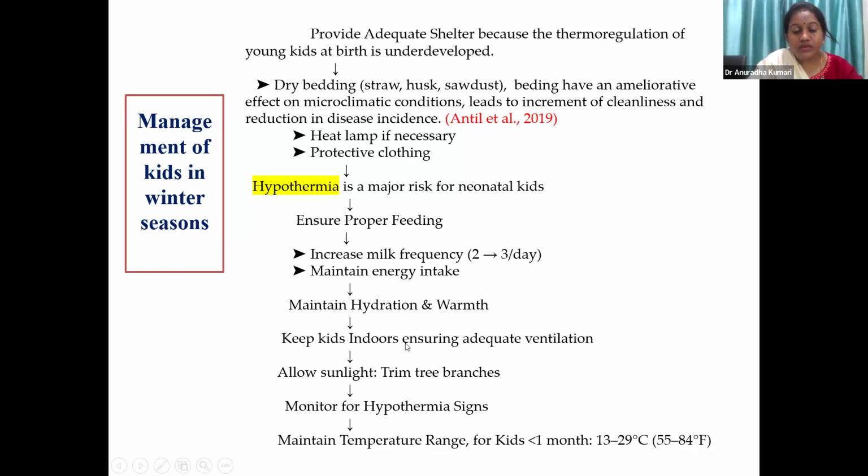Simultaneously, we should try to keep the kids indoors. Along with that, we should maintain an adequate ventilation level. If there is a shady tree around the animal houses or goat houses, trim the branches so that sunlight can enter into the animal shed. We should monitor hypothermia signs, and the ideal temperature should be maintained in the range of 13 to 29 degrees Celsius for kids below 1 month. So it is better to install a thermometer that can be used as a guide whether we need supplementation or not.